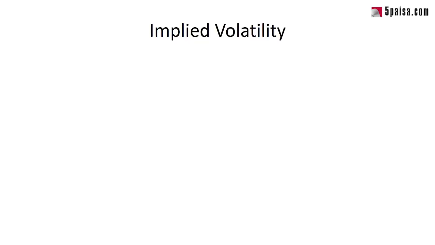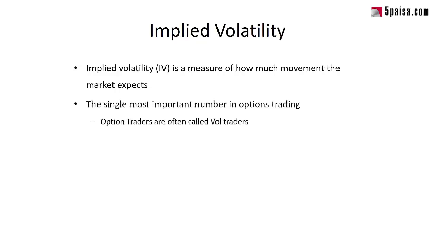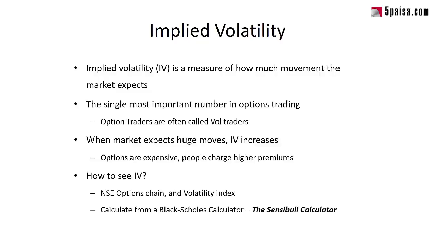So now let's put it all together. Implied volatility is a measure of how much movement the market expects. It is the single most important number in option trading. When the market expects huge moves, option sellers charge higher, options become expensive, and this happens because of an increase in IV. And how do we see IV? Well, you can either go to the NSE options chain or you can use the Sensibull calculator and find out IV. Actually, you know what? Just use the Sensibull calculator. It's way simpler to do it with that.